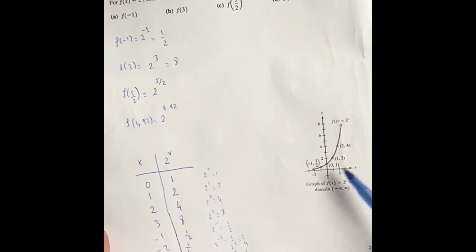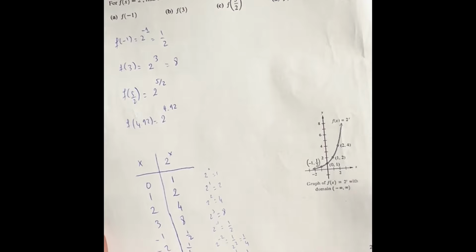So here's the graph of f of x equals 2 to the power of x. At x equals 0, f of x is 1, since 2 to the power of 0 is 1. At x equals 1, 2 to the power of 1 is 2. At x equals 2, 2 to the power of 2 is 4. So as x increases by each unit, the value doubles: 1, 2, 4, 8, 16, etc.